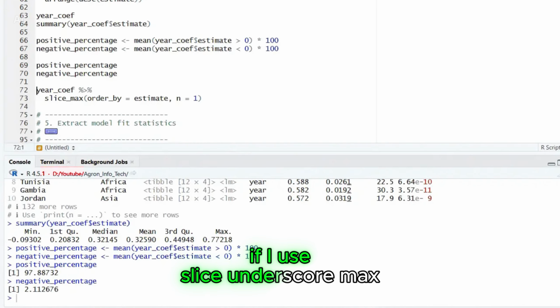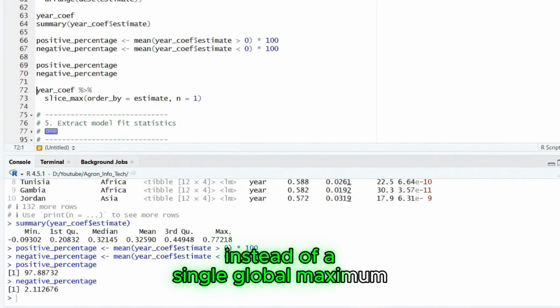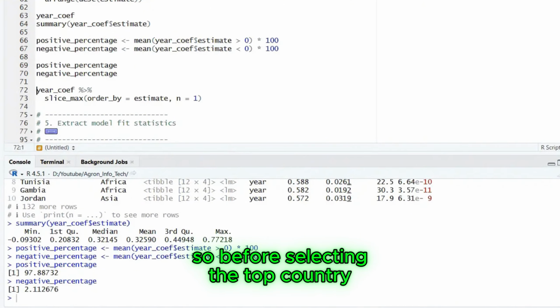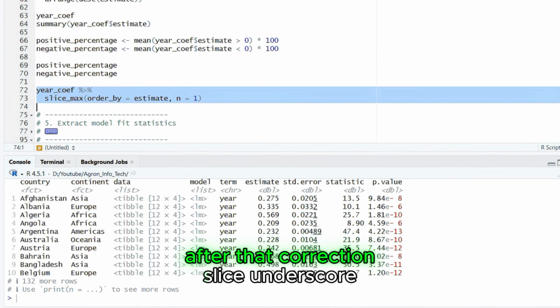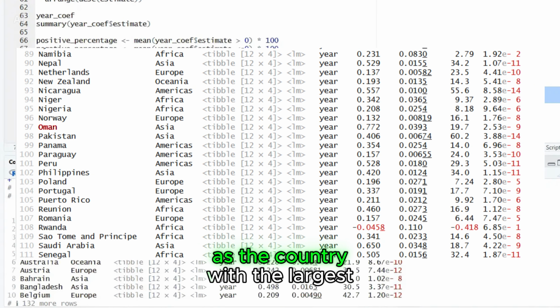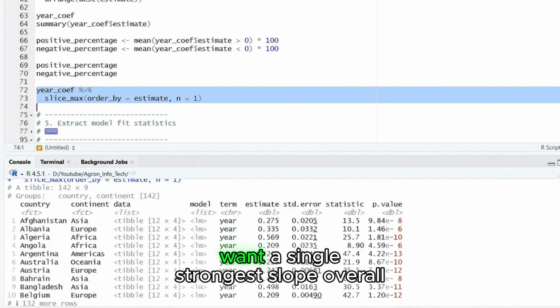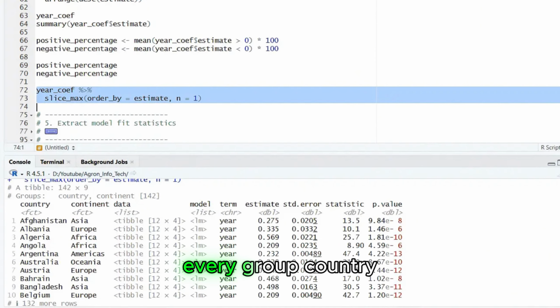If I use slice_max while the data is still grouped, it returns one row per group instead of the single global maximum. So before selecting the top country, I remove grouping with ungroup. After that correction, slice_max correctly returns Oman as the country with the largest year coefficient. That fix is important because we want a single strongest slope overall, not the top row inside every group country.